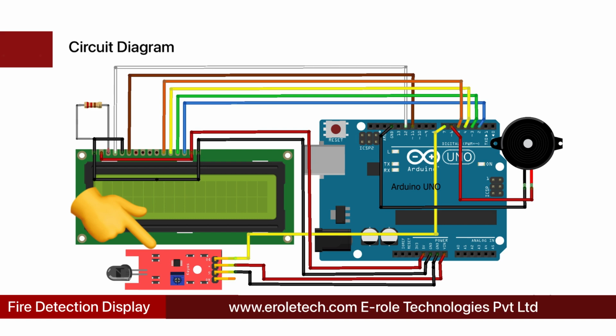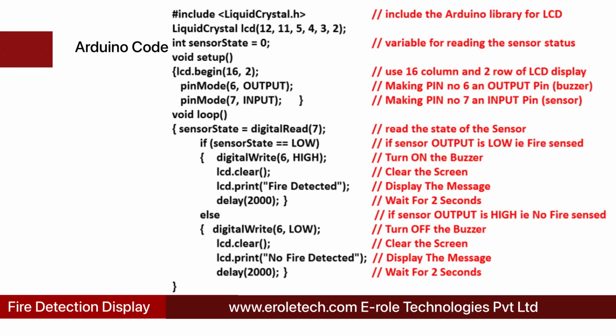Fire sensor module has 3 pins: VCC, ground, and output. VCC pin is connected with the 5V pin of Arduino, and ground pin is connected with the ground pin of Arduino. Connect the output pin of the fire sensor with pin number 7 of Arduino. This is the code of our project.